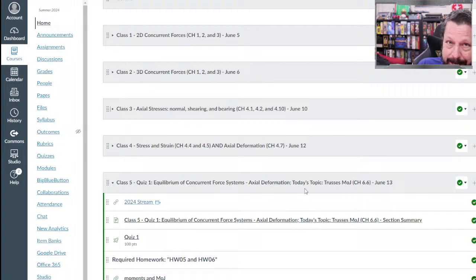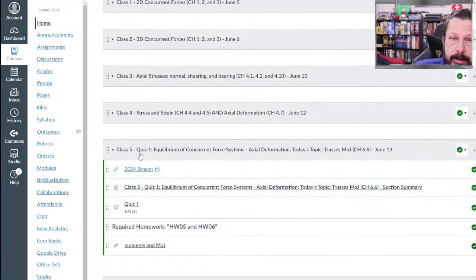What we're doing today, if you look here, is class 5, so we're going to talk almost exclusively about trusses, but there is another topic embedded in there. I didn't write it down, but we'll need to talk about it also, called moments.